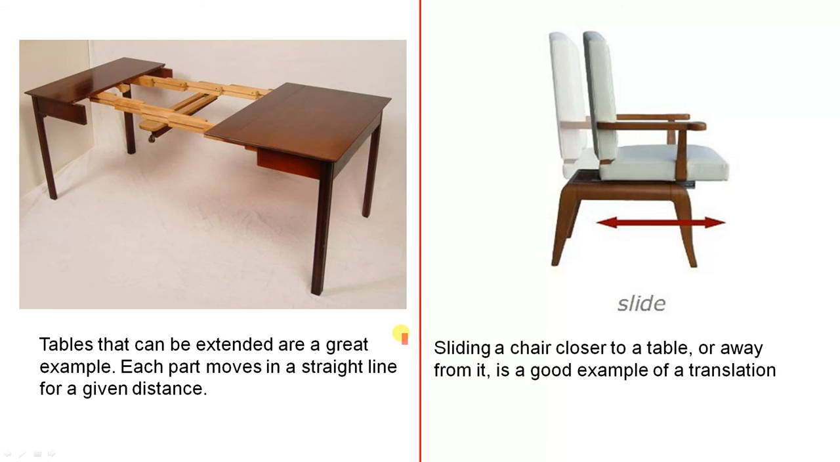Tables that can be extended are a great example. Each part moves in a straight line for a given distance. That's quite easy to see there with that table.